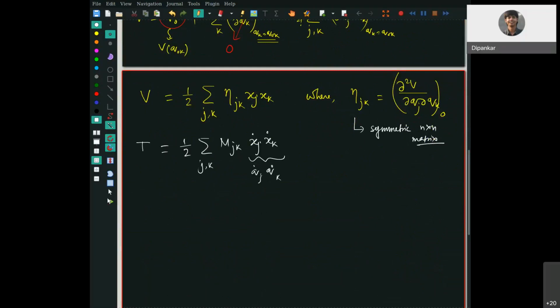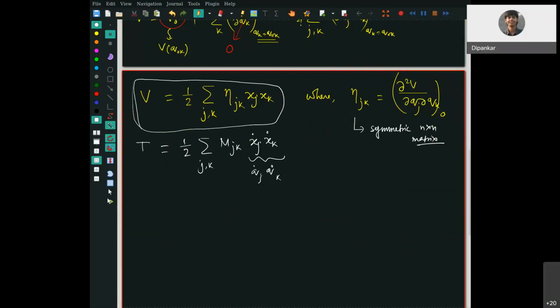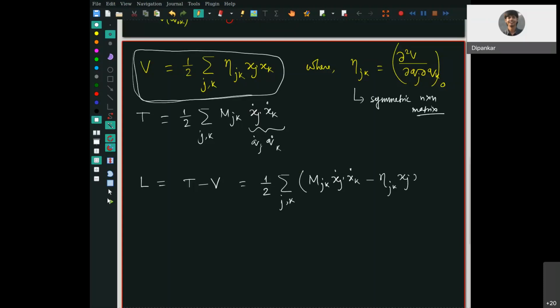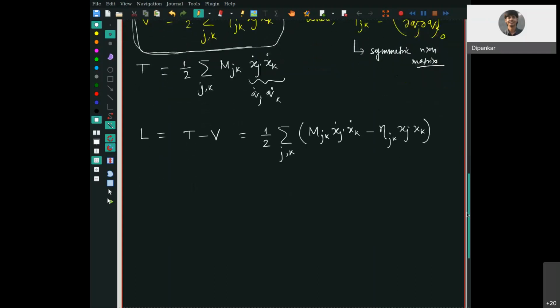Since I am implicitly assuming that the force can be obtained from a potential of this form, and this potential is a function of coordinates only, it's fine to write my Lagrangian as T minus V. So my Lagrangian would be given by half summation over jk mjk xj dot xk dot minus eta jk xj xk. Okay, so this is my Lagrangian.